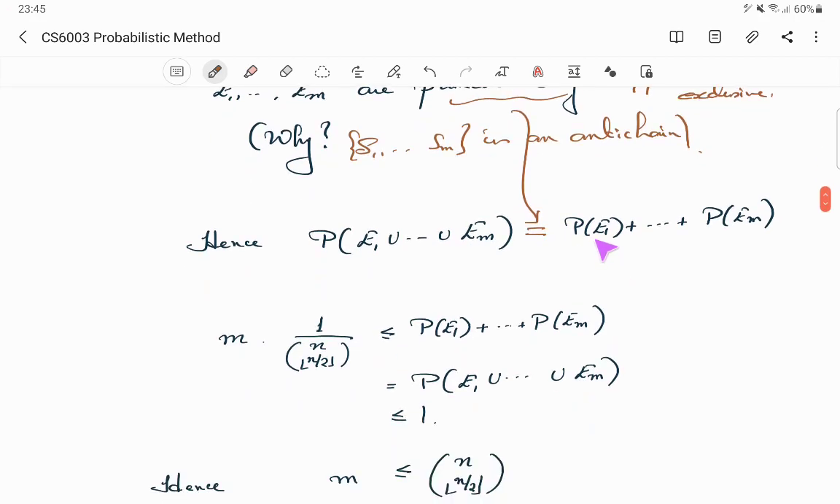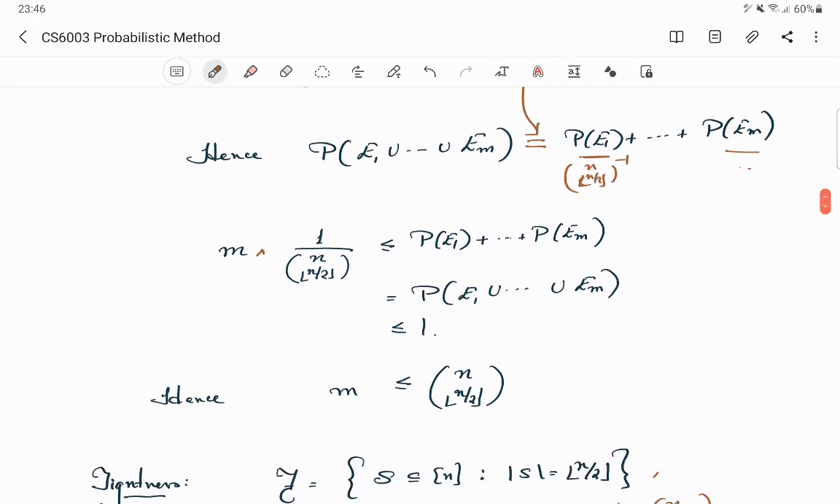Now, we have a lower bound for each of these, right? This is lower bounded by the reciprocal of n choose floor of n by 2. The same thing, this is also lower bounded by this. So the sum of all these is lower bounded by m times this number. Each of them is lower bounded by this, so the sum of all of them is lower bounded by m times the same quantity. And now I substitute this equality. This sum of probabilities is nothing but the probability of their union, but since it is the probability of some event, it is at most 1.